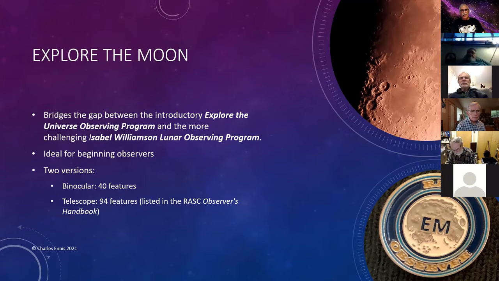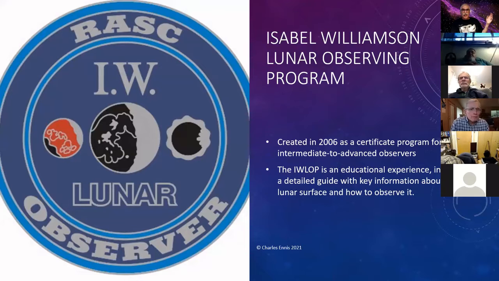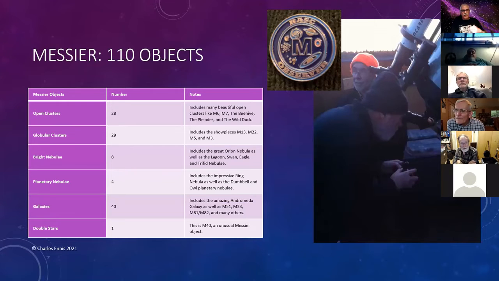You have to be a member for this one, but it's 94 features, 40 if you're using binoculars. There's 2 versions of the program. It's not as challenging as the Isabel Williams, and I'll get to that in a minute, but it's a really good beginning observer program if you're trying to get into lunar stuff. Isabel Williamson just completed that. It's a detailed program. It's got a lot of stuff in it. If you're into geology, this is your program. Like, I'm not, but I did it because I wanted to take on the challenge. And it's a really good detailed program that gets you into all kinds of stuff to do with the lunar surface.